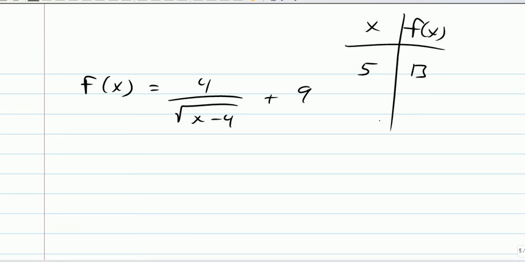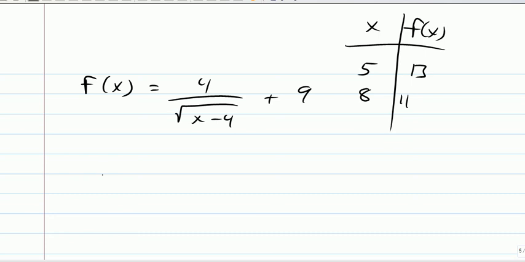And we'll do one more. Let's go with 8. If you plug 8 in for x, 8 minus 4 is 4. Square root of 4 is 2. So you've got 4 over 2 plus 9. So that's 2 plus 9, and we've got 11. So when we get F inverse, we're going to make sure that 8 maps back to 11 and 13 maps back to 5. It's kind of your way to check your answer.